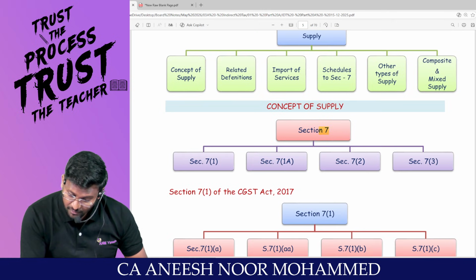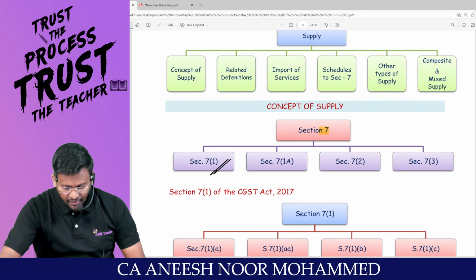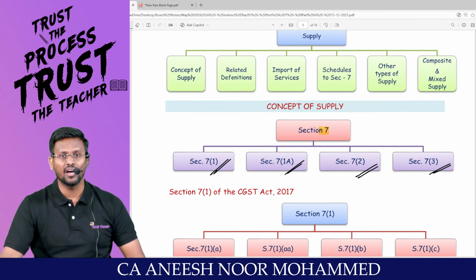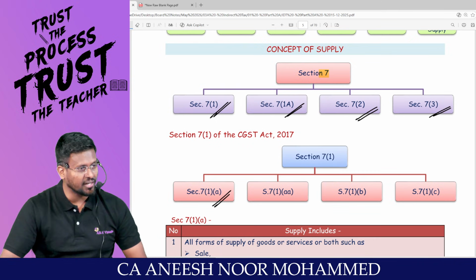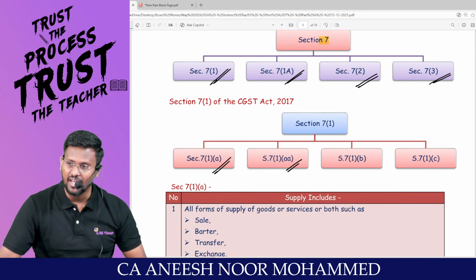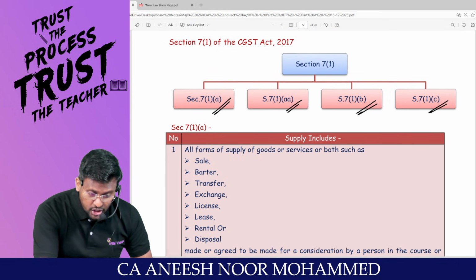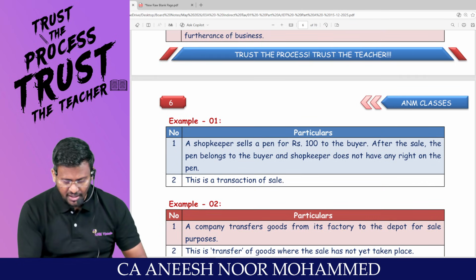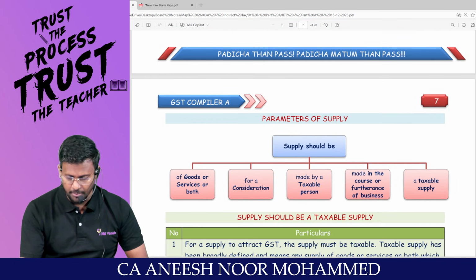Section 7 will be further classified into 4 categories: 7 subsection 1, 7 subsection 1A, 7 subsection 2, 7 subsection 3. That 7 subsection 1 will again be classified into 4 categories: 7 subsection 1 clause A, clause AA, clause B, clause C. We will analyze each and every subsection, 7 subsection 1 clause A, with each and every example to understand what it is all about. Are you all really with me?